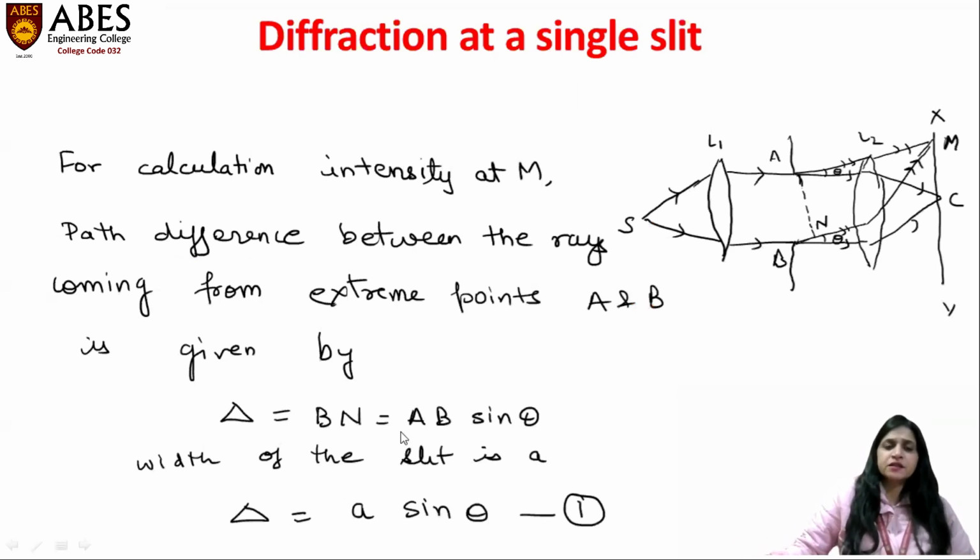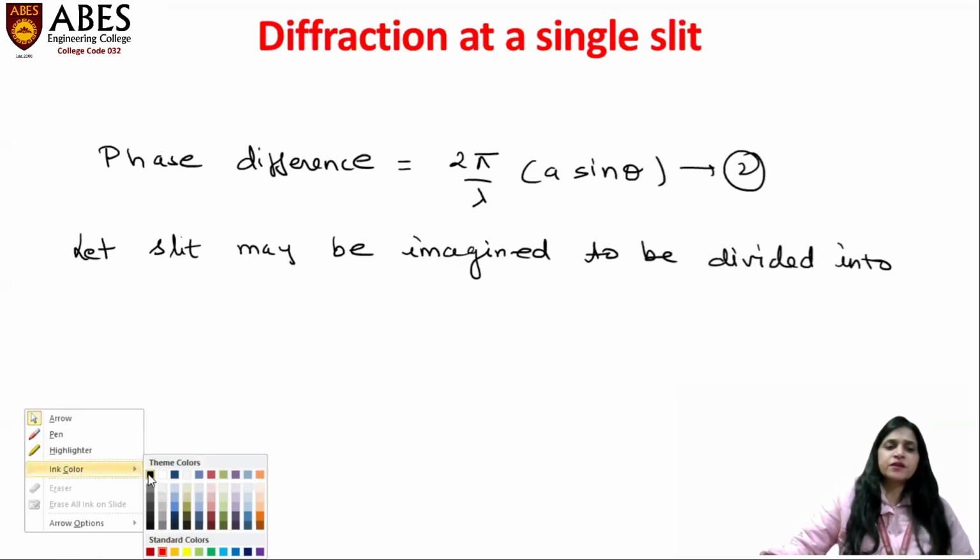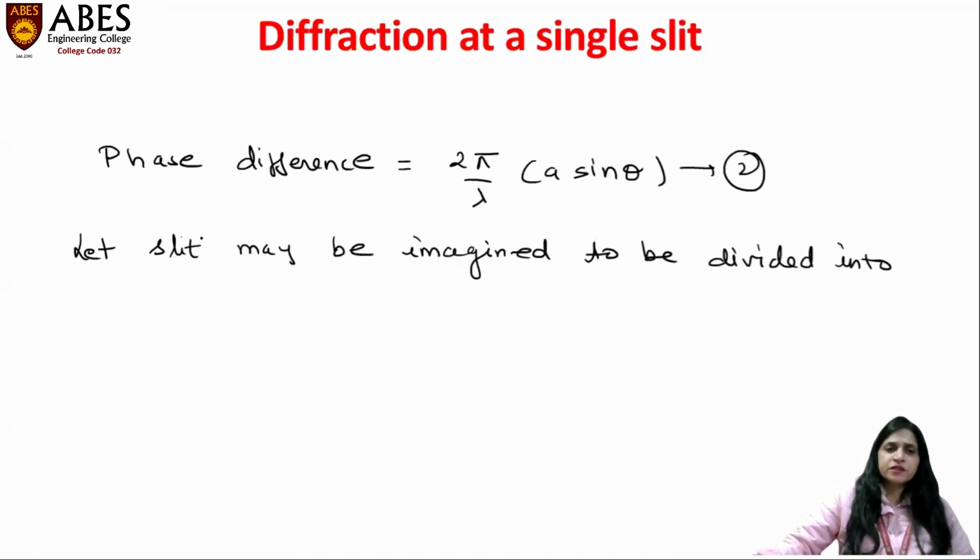So we calculated the path difference, and correspondingly we also calculated the phase difference. Now we are continuing with this, that let us imagine that the slit may be divided into n equal parts. Okay, n equal parts, and each part being the source of secondary wavelets.